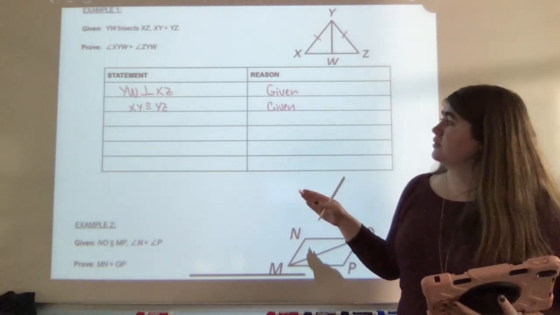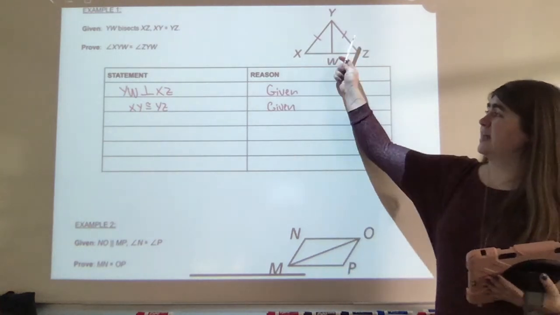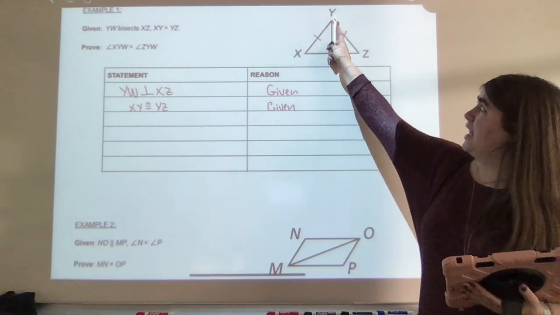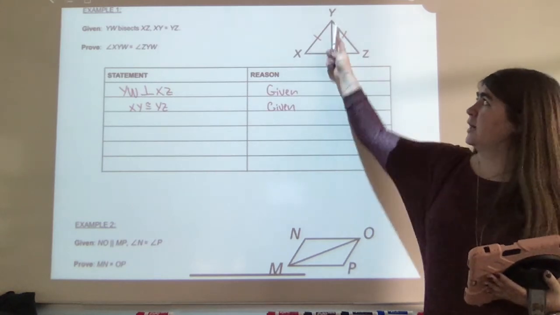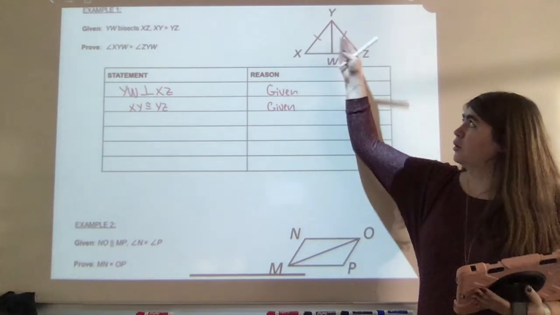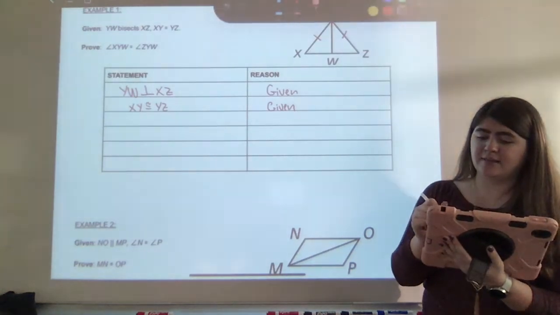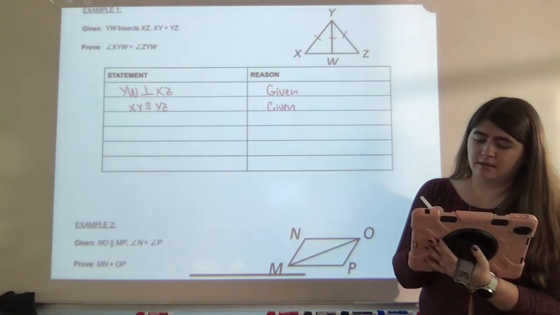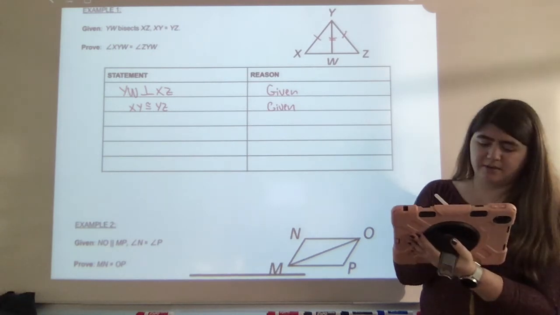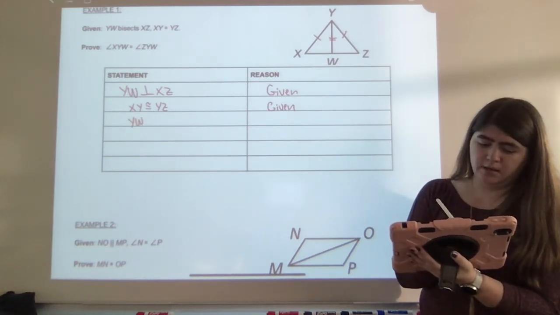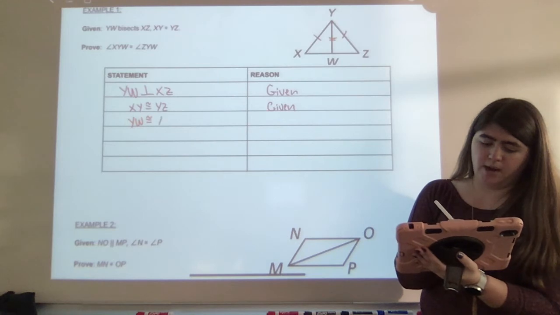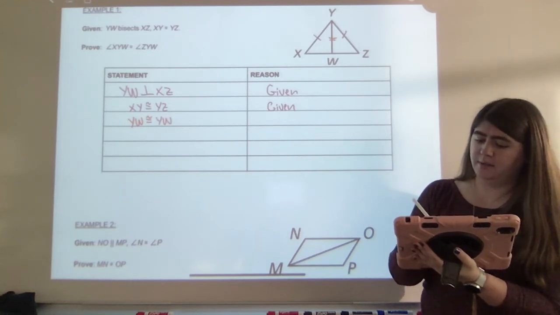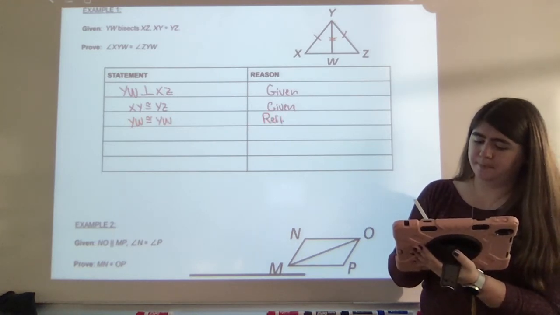All right. So now that I have shown one side and I know that YW shares on both triangles, I can have a second side. So I'm going to go ahead and mark that this is in both triangles. So I'm going to say YW is congruent to YW by the reflexive property.